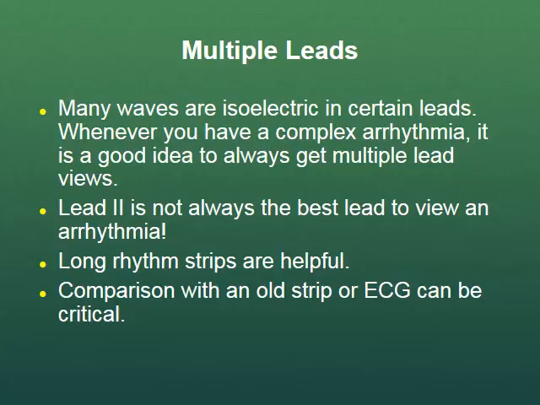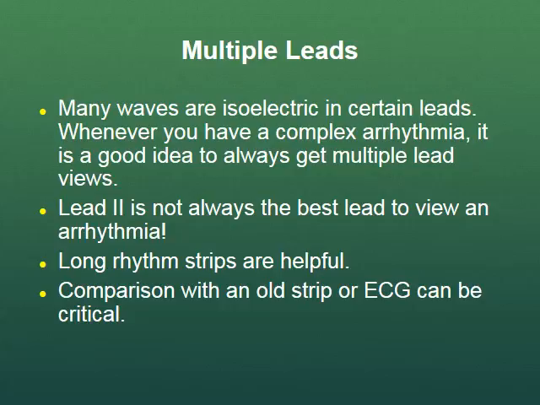Looking at multiple leads is another good way to distinguish between the two. Many waves that are isoelectric in certain leads. If you have a 12 lead available, and you have a positive deflection of AVR, this is a positive sign for ruling in VTAC. That is an example of that.